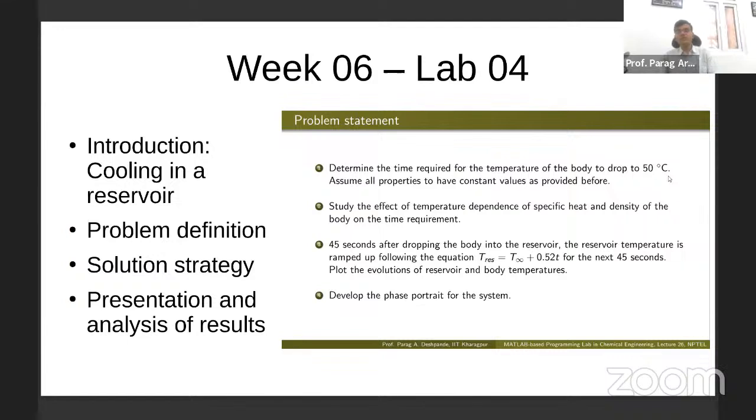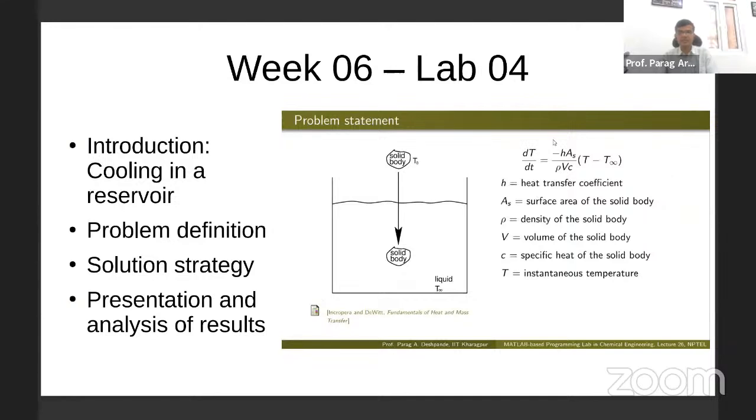You may want to determine the temperature, the time requirement for the temperature of the body to drop to a certain value. It starts from some higher value. Second, there are several parameters, several material properties which are associated with the system, and that may affect your dynamics. For example, heat transfer coefficient, surface area, density, specific heat, and so on. So these are the parameters.